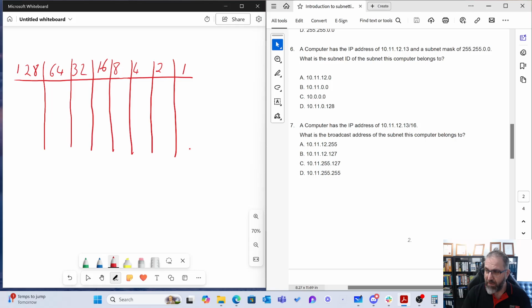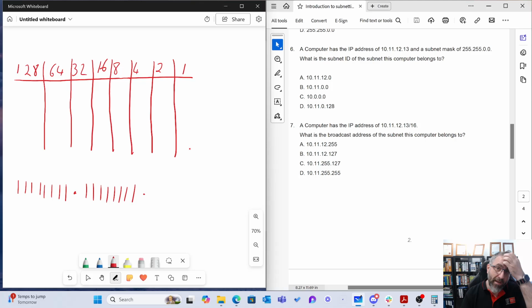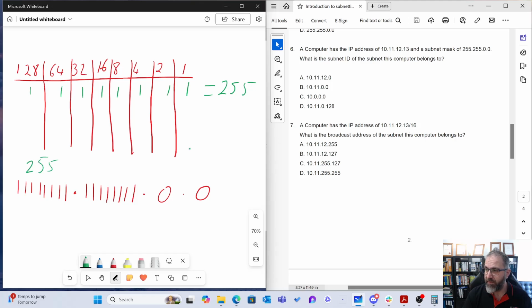Check this out. I'm going to write 16 ones. 1, 2, 3, 4, 5, 6, 7, 8. That's the first octet. 1, 2, 3, 4, 5, 6, 7, 8. That's the second one. I've got 16 bits here that are ones. The last 2 octets are simply 0. If we put those ones in here, what does that equal? If you add them all up, 255. So that's a 255, 255, and zeros and zeros.